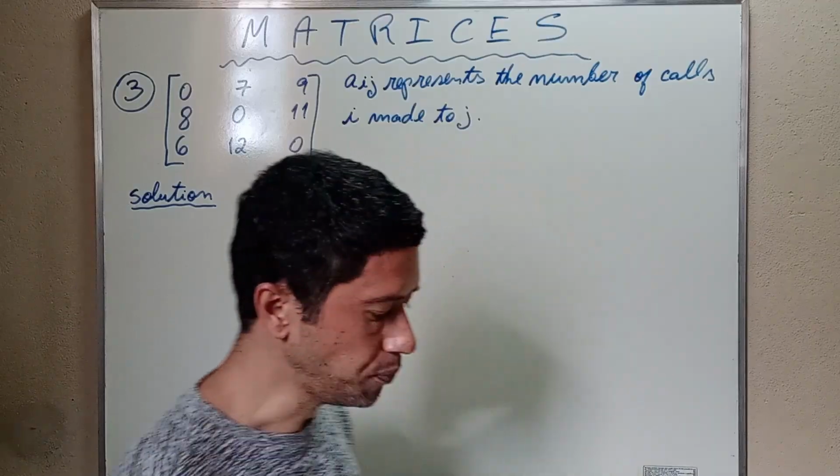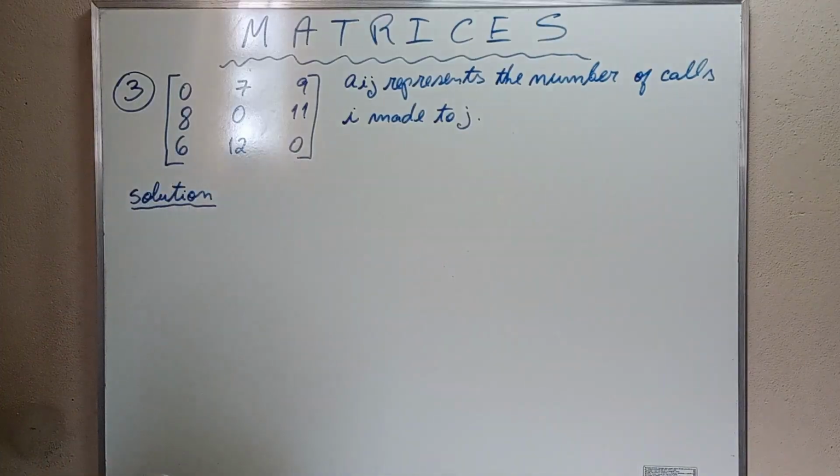Exercise number 3 now. 3 people whom you call 1, 2, and 3 telephone each other a lot. In the matrix, each entry Aij represents the number of calls I made to J in the past week. The question: who received the most calls? Okay, my friends, this is the exercise. Let's go to the solution.